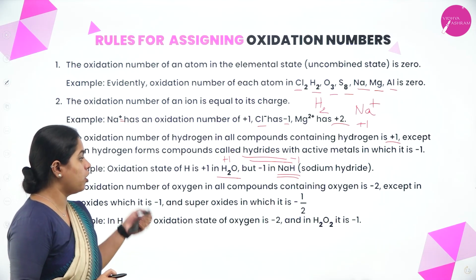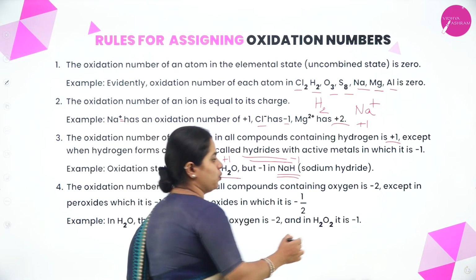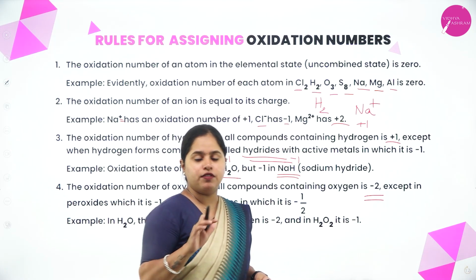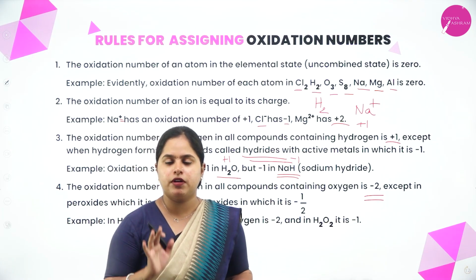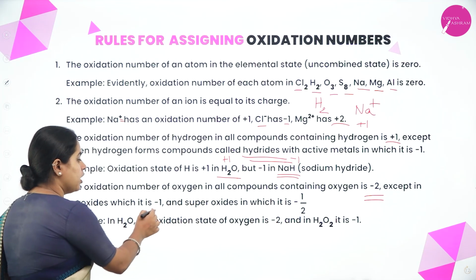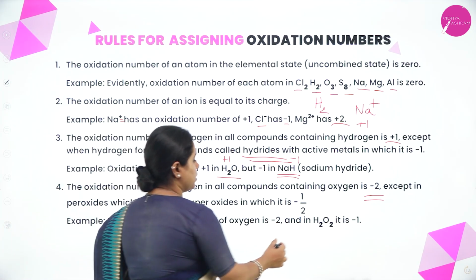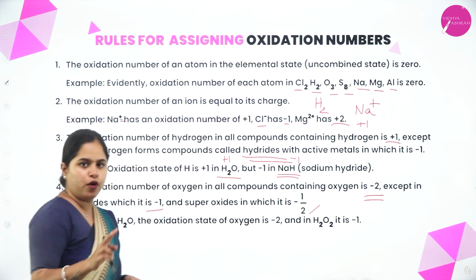Now the oxidation number of oxygen in all compounds containing oxygen is -2. Again, like hydrogen, wherever you find oxygen, the oxidation number will be -2, except in two cases. One is peroxides. For peroxide, the oxidation number of oxygen will be -1, and for superoxide, it will be -1/2. These two points you have to remember.